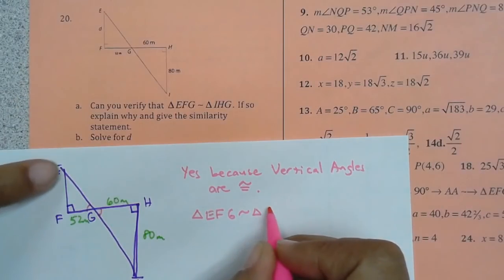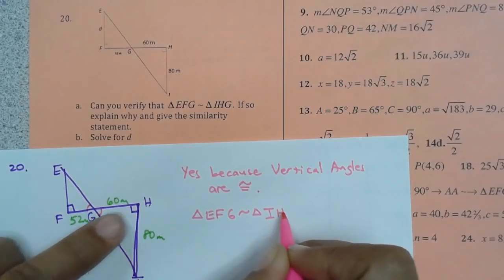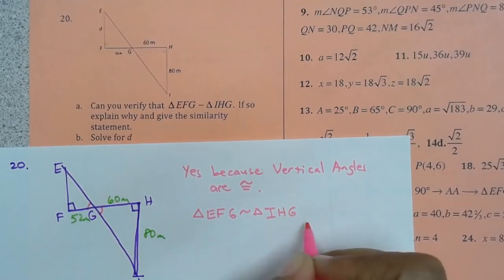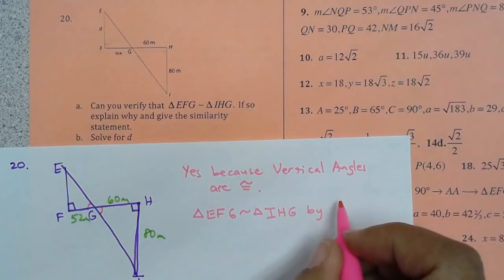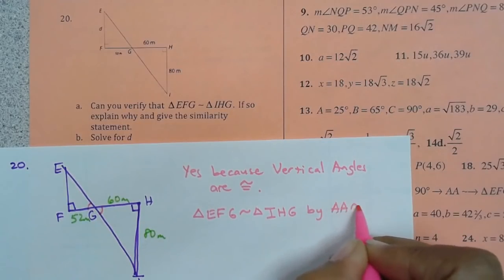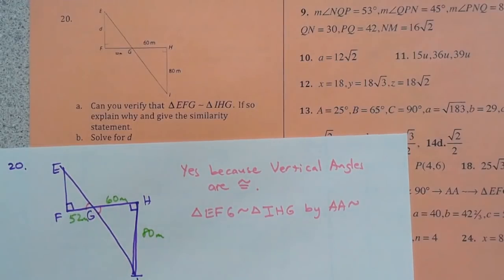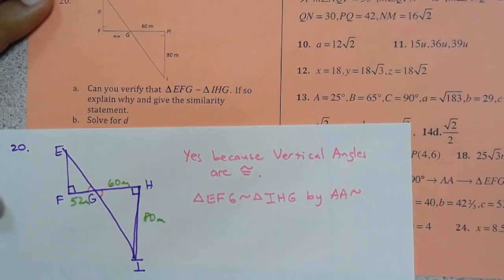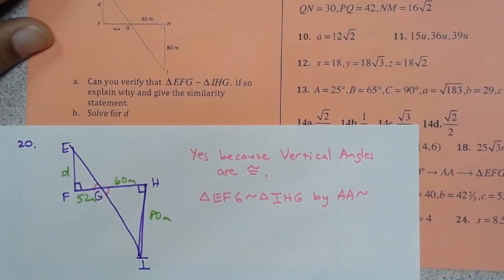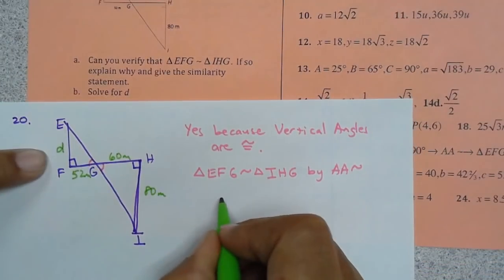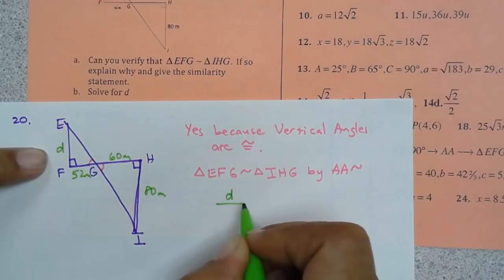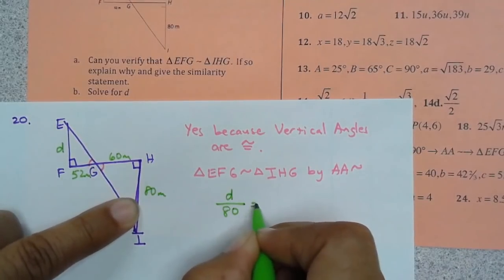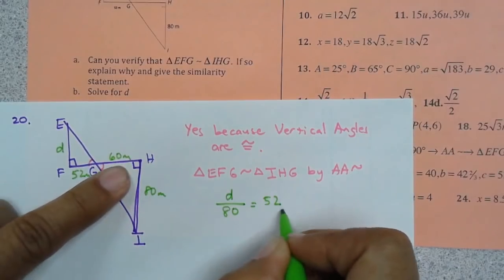No marks, right angle, 1 mark. No marks, right angle, 1 mark. That's the order. The reason why is by angle-angle similarity. We have 2 angles, angle, angle. Now we have to solve for side D. Side D is this side right here. So we can set up a proportion to solve for it: D over 80 equals 52 over 60.